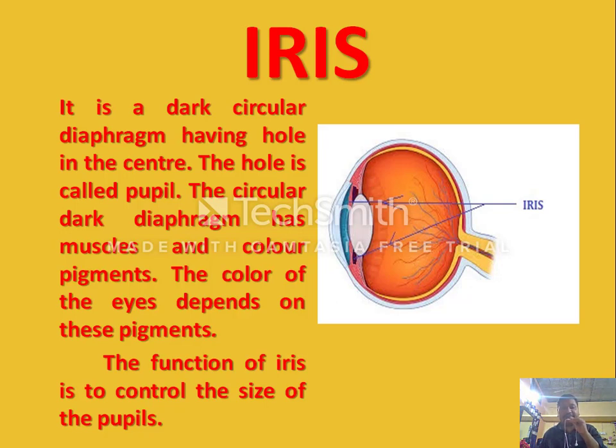So there are 6 basic colors of eye. One is blue, then amber, then brown, then gray, then green, and then hazel or red. So these are the 6 basic colors that are found in a human eye. Why are these colors? Because of the presence of pigments. The function of the iris is to control the size of the pupil.